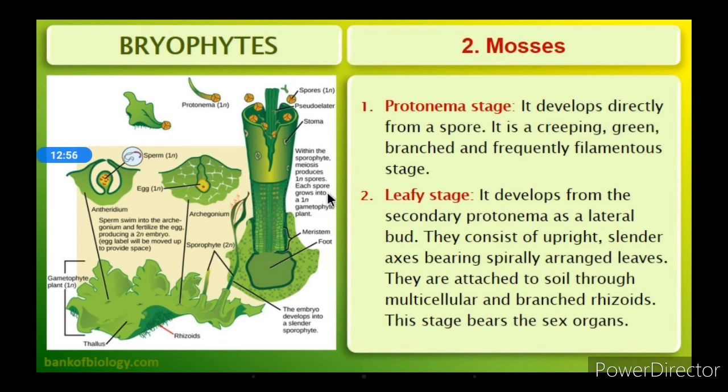What is the leafy stage? It develops from the secondary protonema. After the primary protonema stage, they develop a leafy structure. That is, it develops from a secondary protonema as a lateral bud-like structure. It consists of upright, slender axes bearing spirally arranged leaves. They are attached to the soil through multicellular branched rhizoids. Here you can see the rhizoid. That means the new plant which is coming from that.